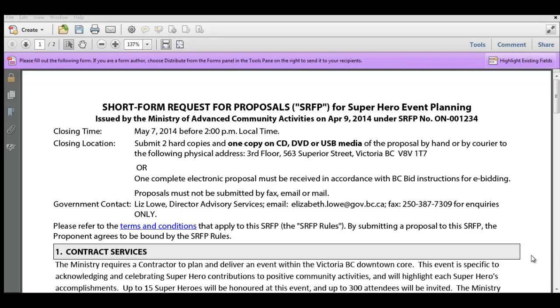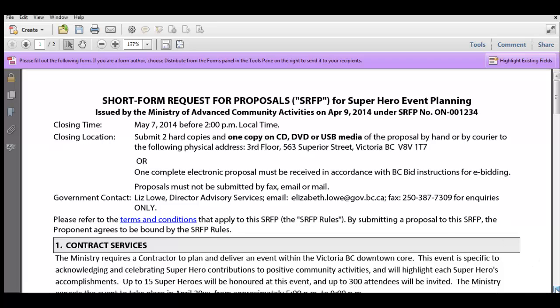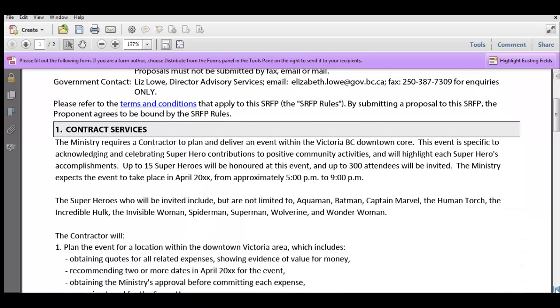So now that we've gone through all of the heading information on the SRFP, and we really emphasized the importance of the information you can find there, let's move on and look at the various sections that you'll see in the SRFP. We'll start off with Section 1, which is Contract Services.